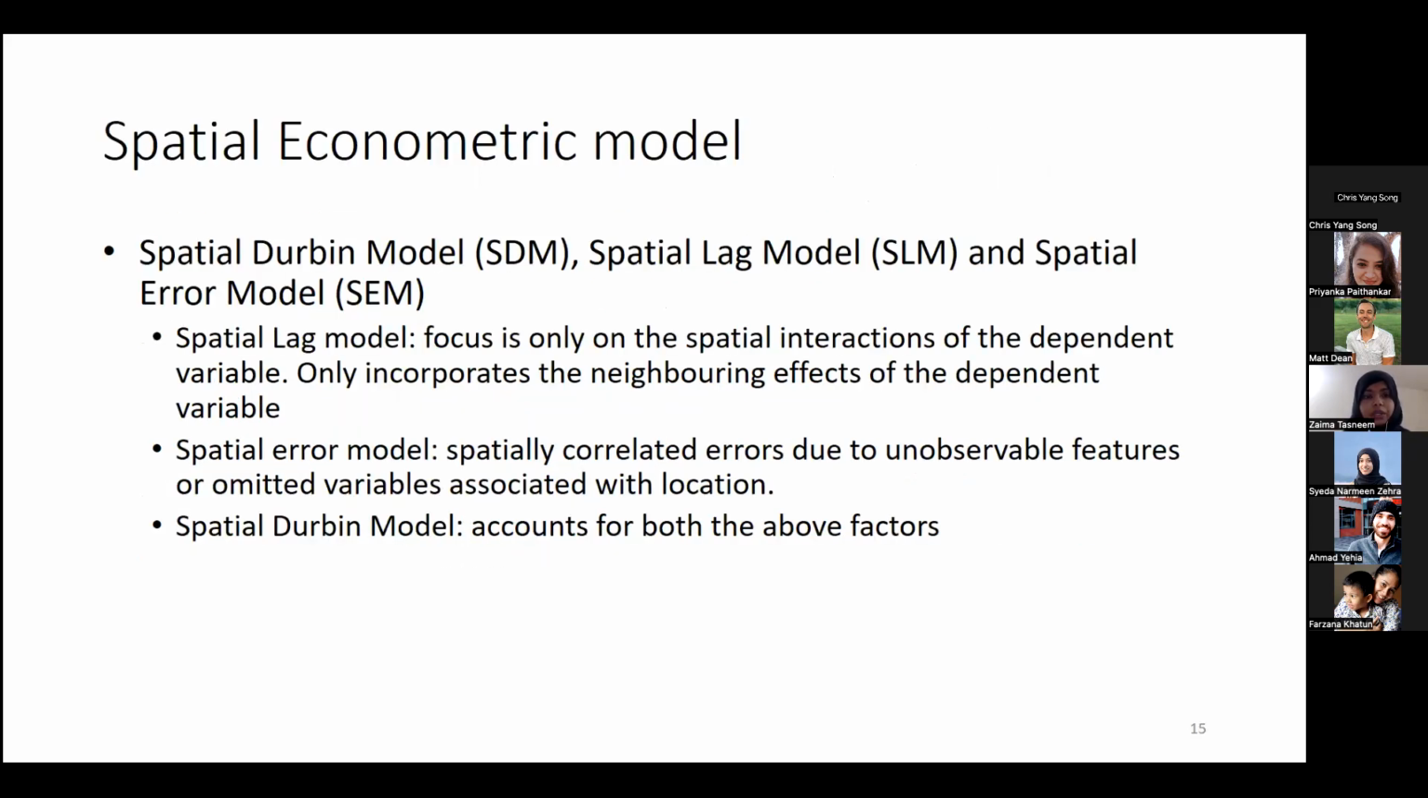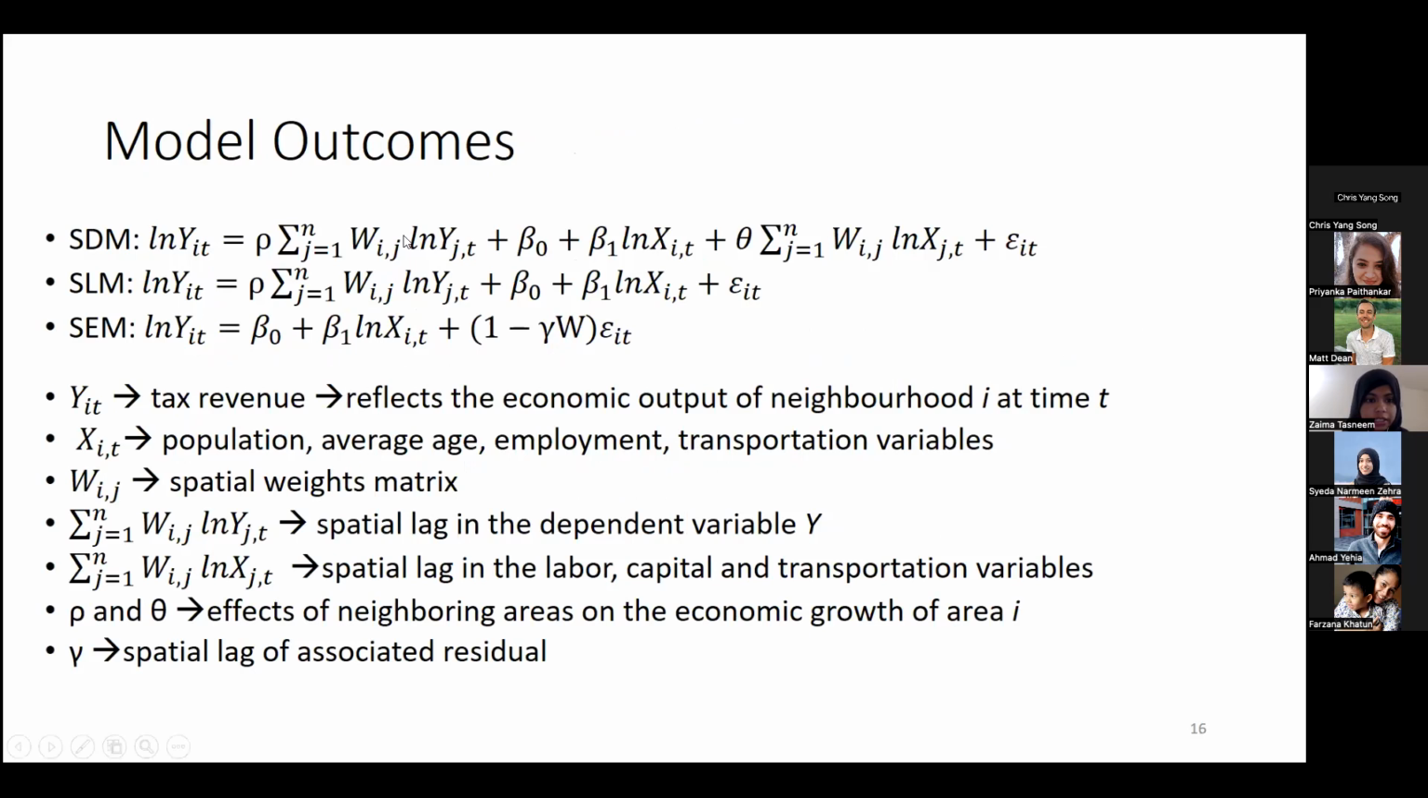So to do that, we are going to employ spatial econometric models, and we have three spatial models, that is spatial Durbin model, spatial lag, spatial error model. And here are the equations for each of these models.